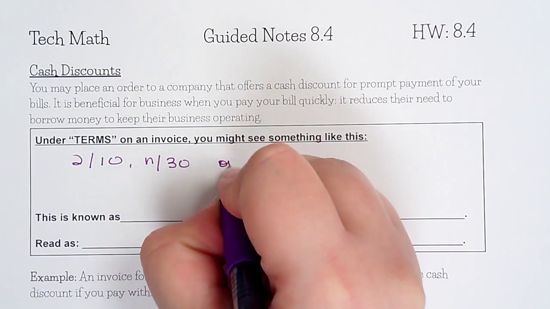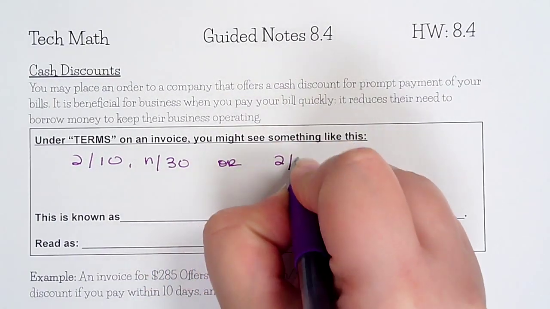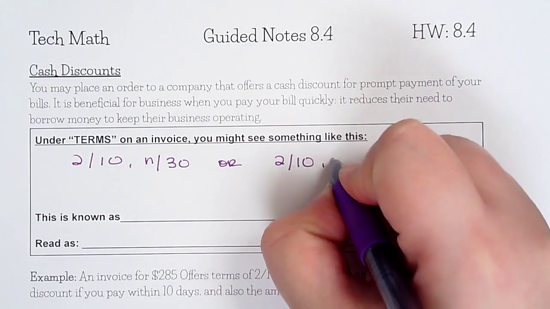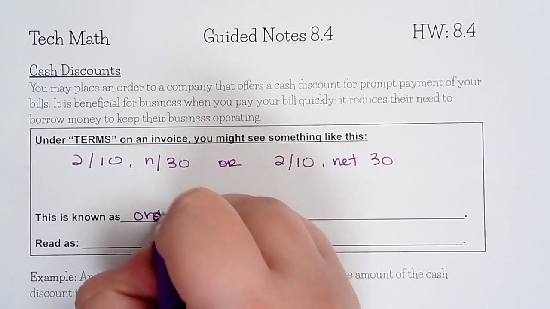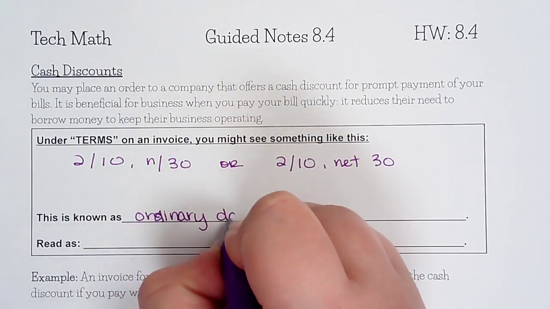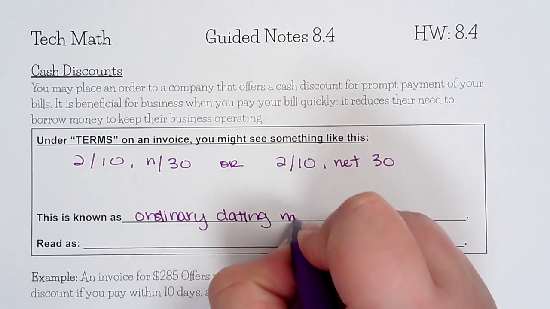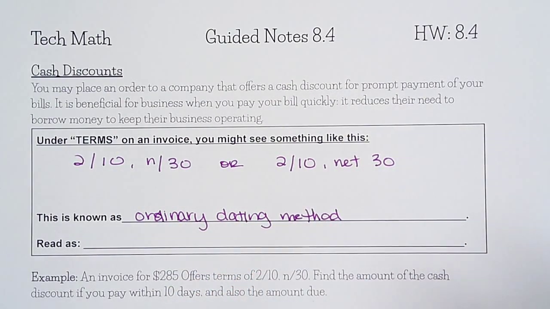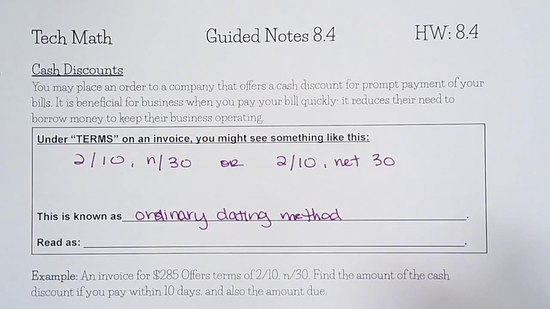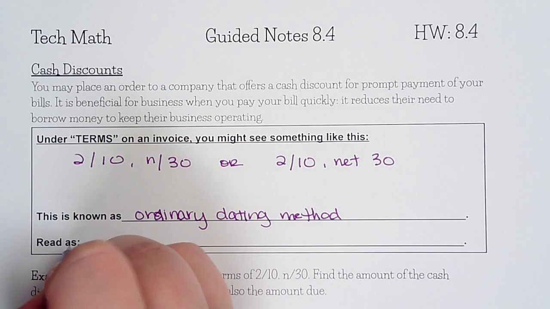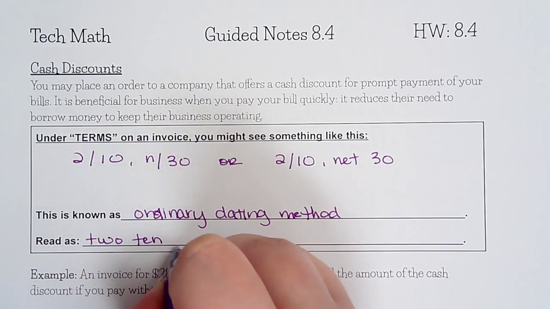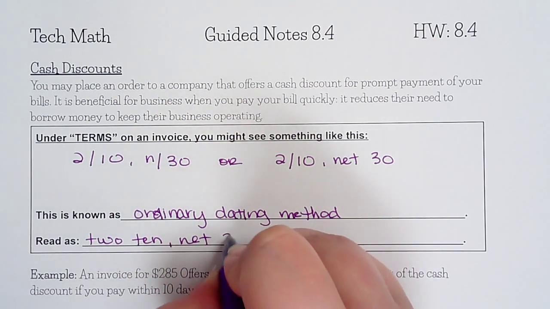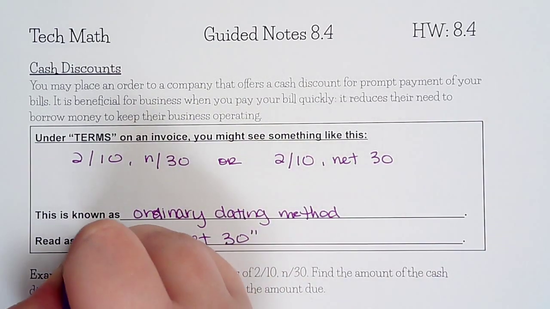Or something that looks very similar. It may be written as 2/10, net 30. And this is known as the ordinary dating method of cash discounts. No, this is not what high schoolers do. It's not ordinary dating. It's the ordinary dating method of cash discounts. So it is read as 2/10. So it's always the first number, second number, comma, net 30. So that's how we say something like that.